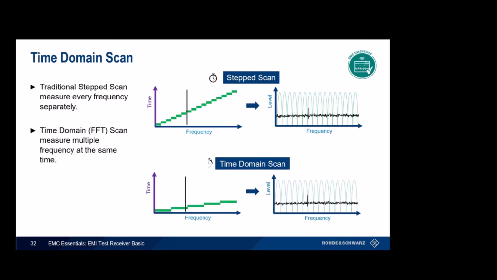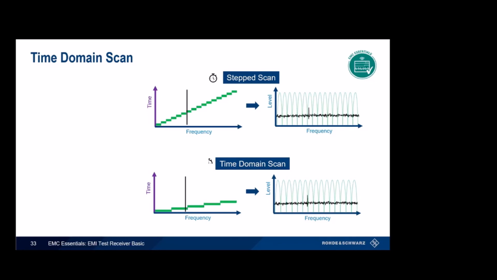Now, notice how the step size in frequency is wider for the time domain scan. And this is because the time domain scan is measuring multiple points at the same time. In this example, we are showing 3 points being measured, but in real life, it could be thousands of points being measured at the same time. The improvement that comes from time domain scan is relative to how many frequency points are measured at the same time.